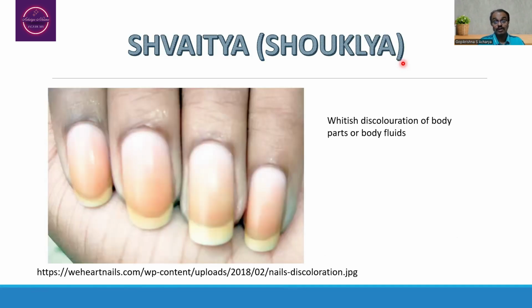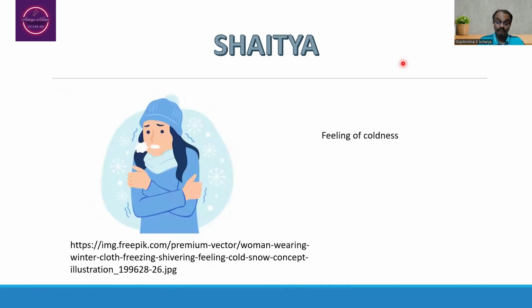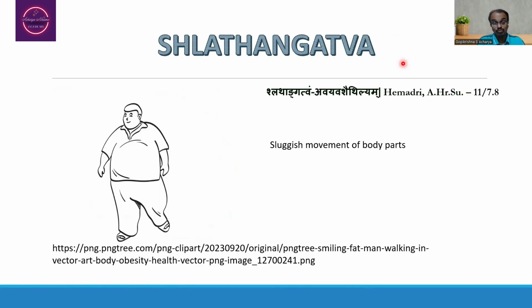Shvaityata, that is whitish discoloration of the body or body parts. Shaitya, feeling of coldness, which is attributable to increase of Shita guna in the body. Shlathangatvam, that is the sluggish movement that may happen because of obesity. So here there may be the possibility of sluggish movement in different body parts.